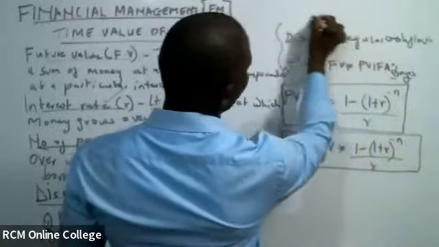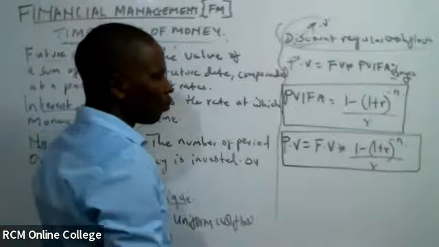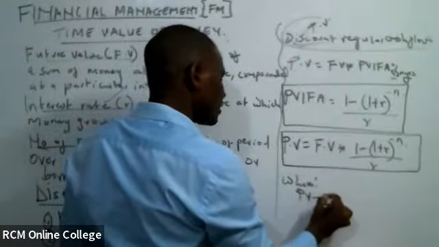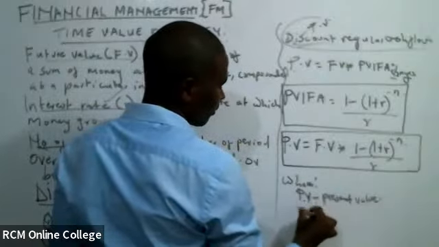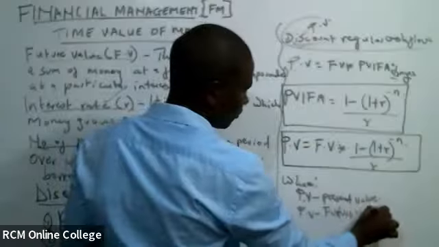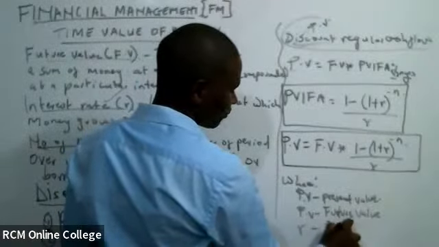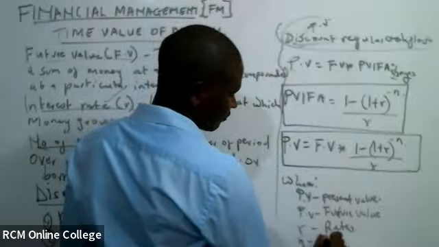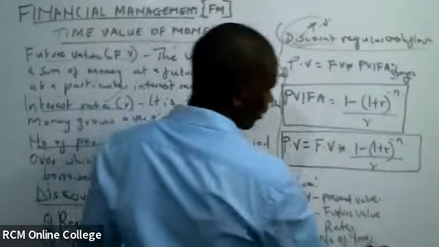This is for the regular cash flow, which are similar. Where PV is the present value, FV is the future value, R is the rate, the interest rate, and n is the number of years, the number of periods.